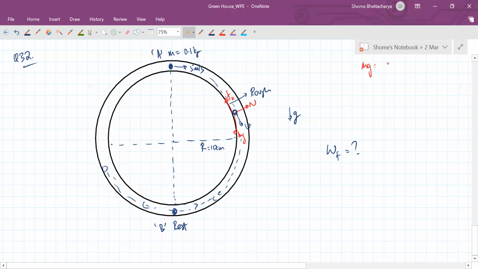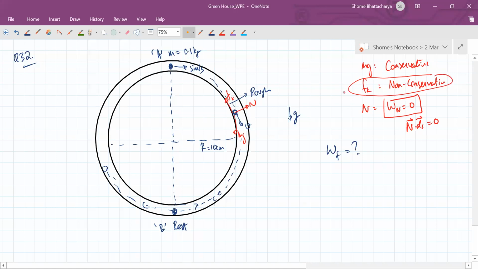You can see that mg is the conservative force. Friction is the non-conservative force. And normal reaction acts in such a way that work done by normal reaction will be zero, because N dot ds is zero at all points. But the non-conservative force friction will do negative work. So this only is equal to the change in kinetic energy plus change in gravitational potential energy. This will be the work energy theorem for the statement.